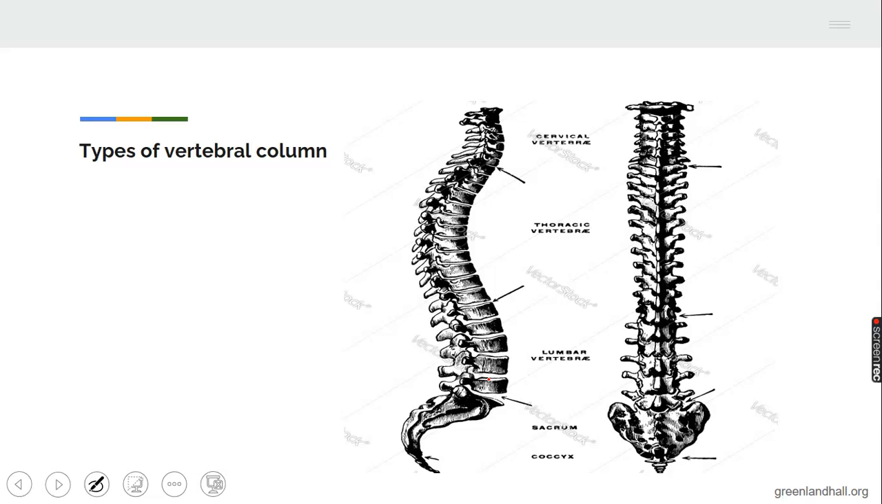There we can see the backbones showing the different vertebrae. You can see it, the cervical there, the thoracic, the lumbar, the sacral, and the last one.